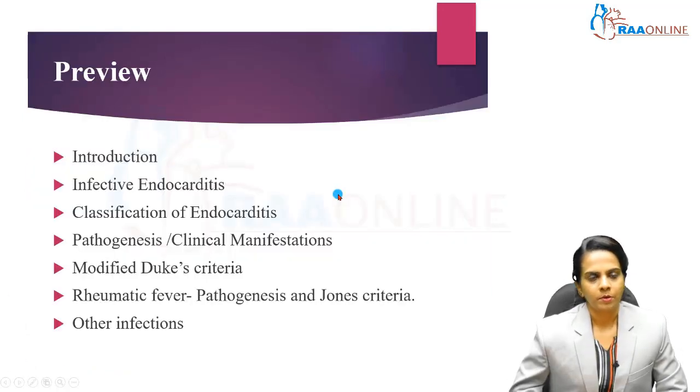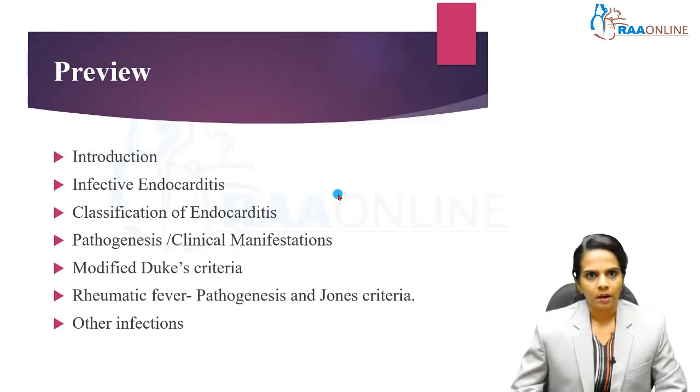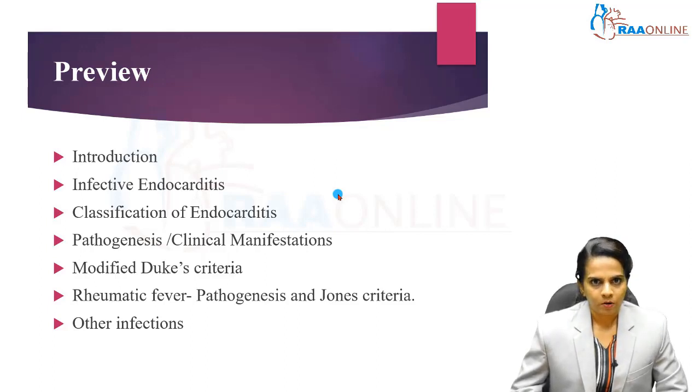I am here to discuss cardiovascular infections, that is infective endocarditis and acute rheumatic fever. Coming to the chapter preview, it includes the introduction to cardiovascular infections, and the next session would be on infective endocarditis, that is classification of endocarditis, pathogenesis and clinical manifestations of endocarditis, and modified Duke's criteria, and rheumatic fever, what is rheumatic fever, pathogenesis and Jones criteria, and other infections of the heart and blood vessels. So today we will be covering all these things.